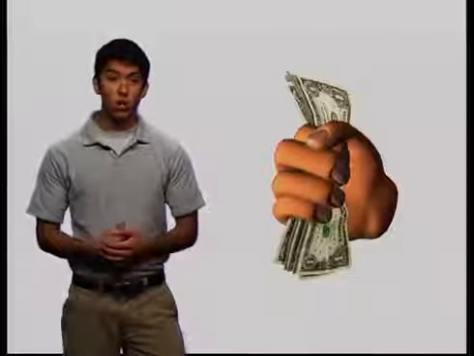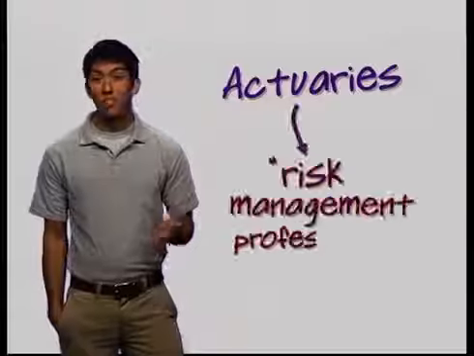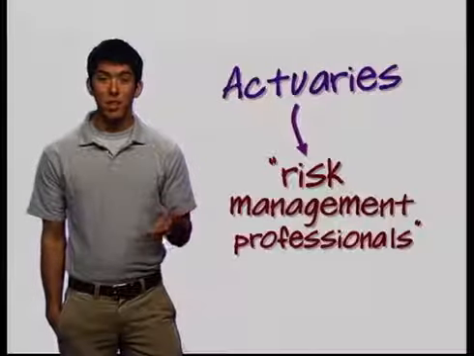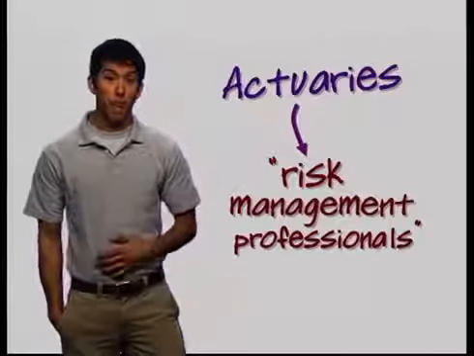But how do insurance companies know how much money to have available or how much to charge for their policies? After all, they need to know how to plan ahead too. That's where actuaries come in. They're risk management professionals, which means they know a lot about the probability of something happening. How do they know the future?